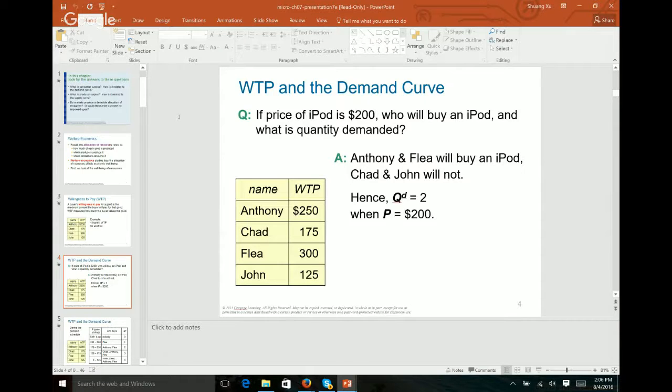Now the next person, Chad, is only willing to pay $175 for the iPod, but the price is $200. So Chad wouldn't buy this good. Now if you don't buy the good, you don't have any consumer surplus. So you're going to have 0 consumer surplus from Chad. And then Flea, she's willing to pay $300 for the iPod, and the price is only $200. So her saving is $100. Therefore, that's how much her consumer surplus is.